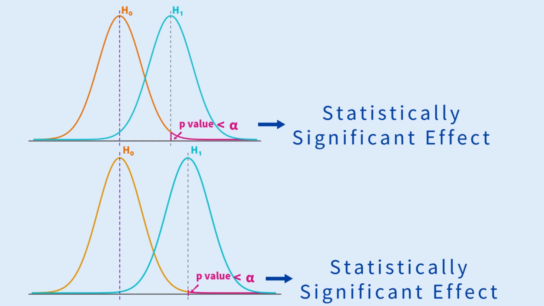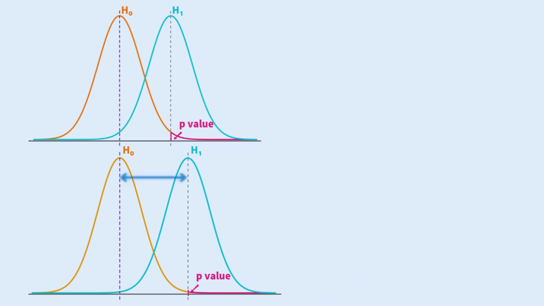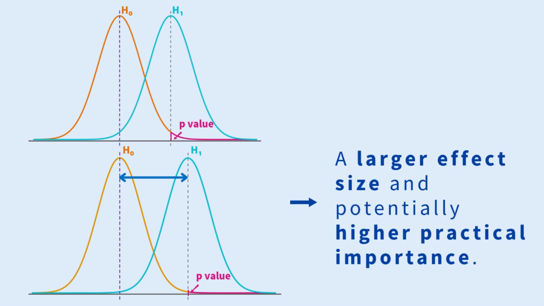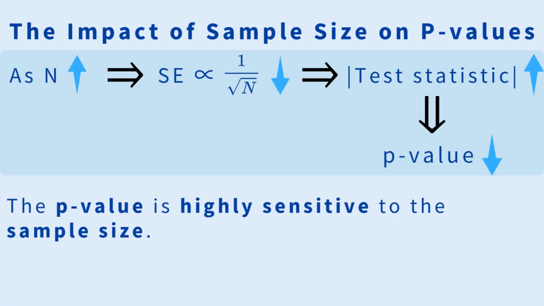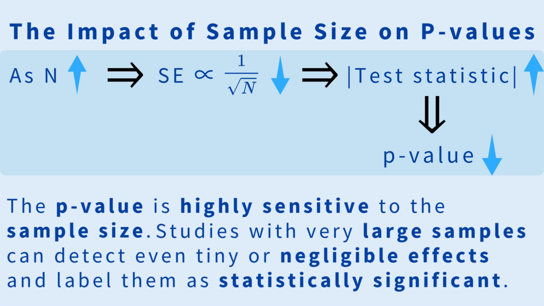In both scenarios, the difference is statistically significant, but the bottom graph demonstrates a greater difference between the means of null and alternative distributions, which indicates a larger effect size and potentially higher practical importance. This difference is particularly crucial in large-scale studies. Because the p-value is highly sensitive to the sample size, studies with very large samples can detect even tiny or negligible effects and label them as statistically significant.